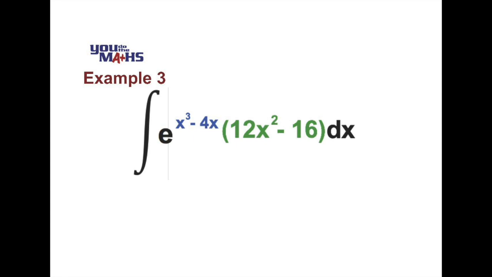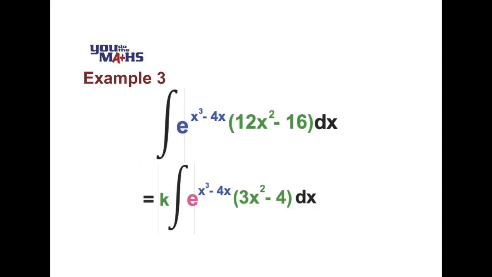This is where things may take a little bit of time, and it's worth being very careful at this step. We know that the derivative of x cubed minus 4x is 3x squared minus 4. So we're going to rewrite the expression in the integral in terms of what we want. We've got e to the x cubed minus 4x multiplied by the derivative of the power, which is 3x squared minus 4. To maintain equality with our original expression, we do need to multiply the new integral by some value k, which is a constant.